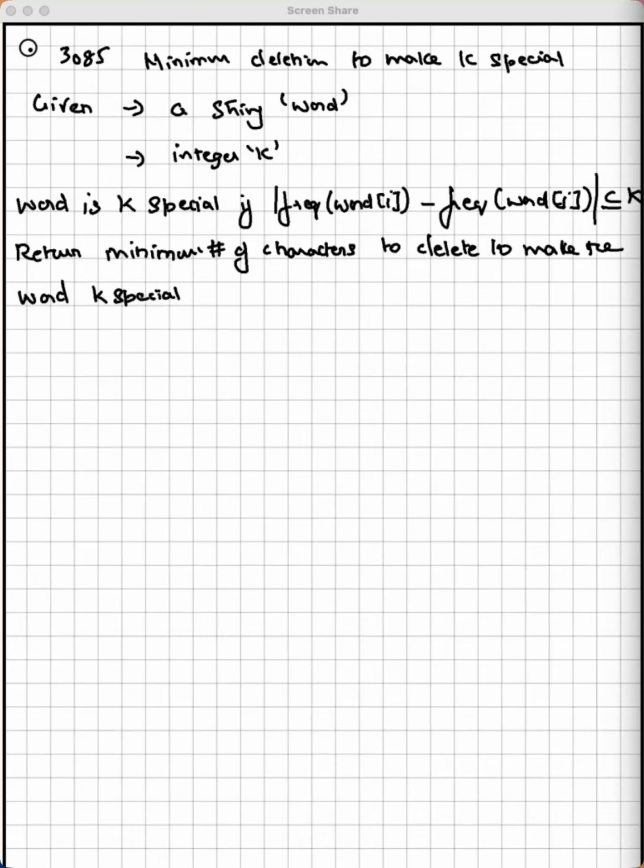Hello everyone. Today we're looking at another Leetcode problem. This is 3085, minimum deletions to make a string k-special.